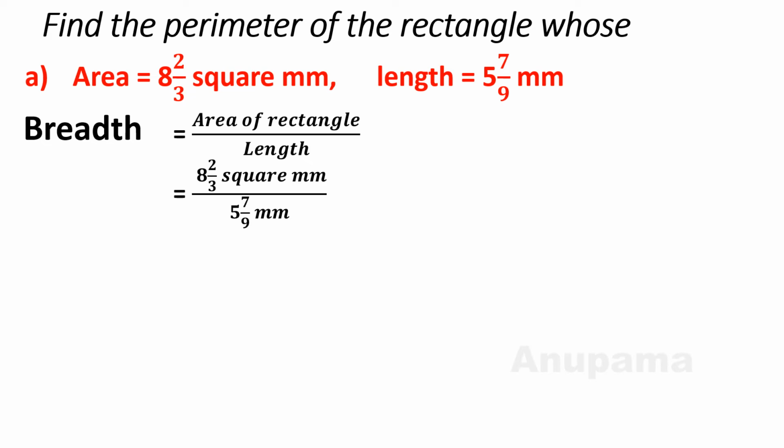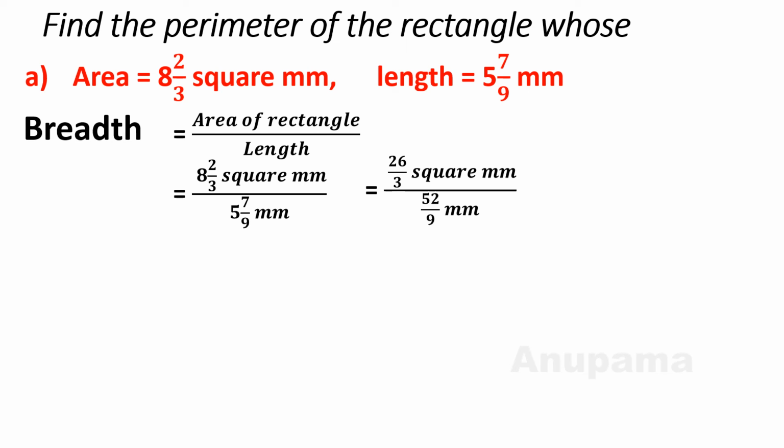But these dimensions are in the form of mixed fractions. At first convert these mixed fractions into improper fractions. Then we will solve. So 8 and 2 by 3 will be 26 by 3 square millimeters and 5 and 7 by 9 millimeters equals 52 by 9 millimeters. Now we need to divide 26 by 3 by 52 by 9. So it is a question of division of fractions. So remember how to do multiplication and division of fractions. If not, then kindly watch my previous videos on fractions, division of fractions. Here I will tell you in brief.